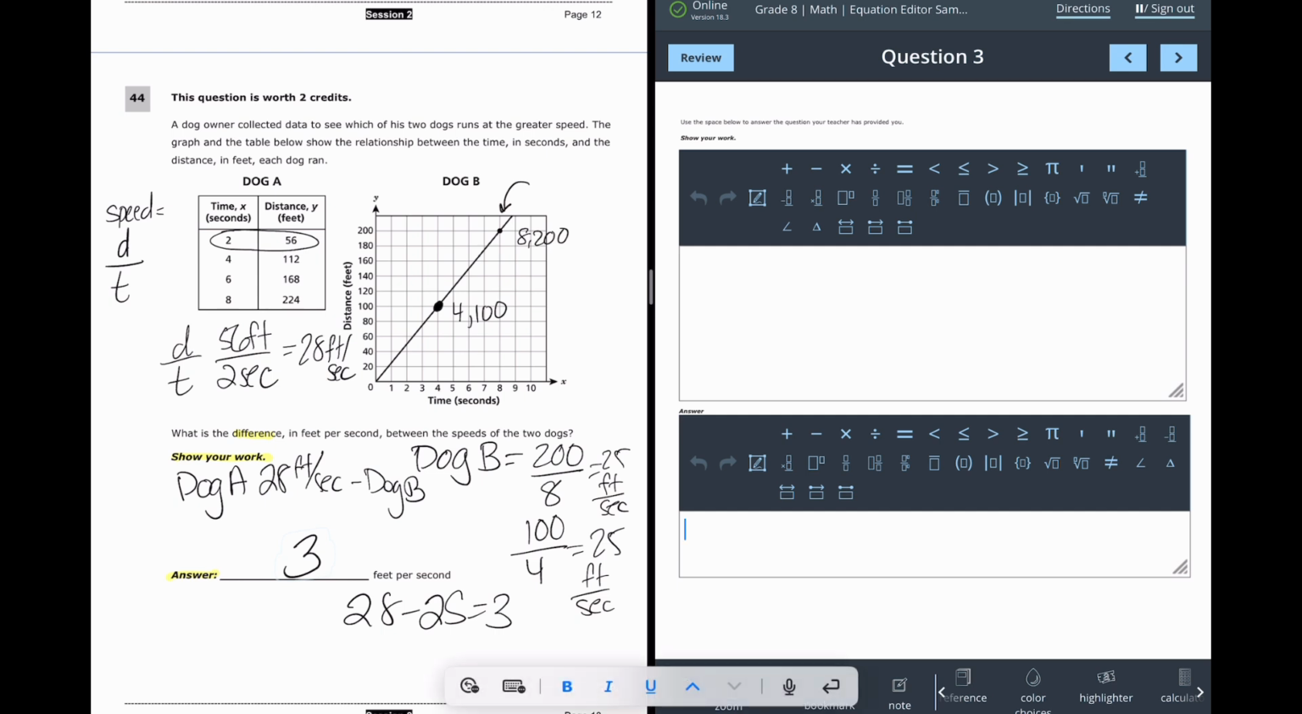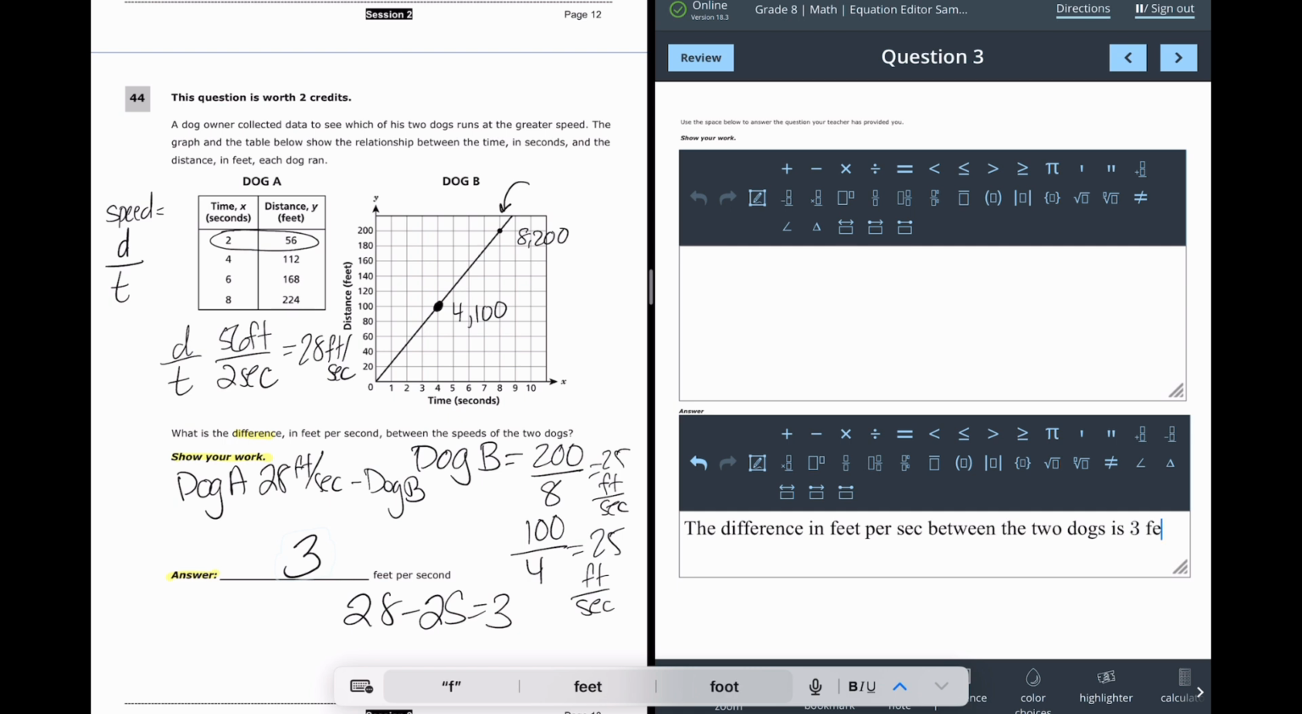We'll start with the answer. What is the difference in feet per second between the two dogs? The difference in feet per second between the two dogs is 3 feet. I'm sorry, 3 feet per second. Done. All done. That's my answer.